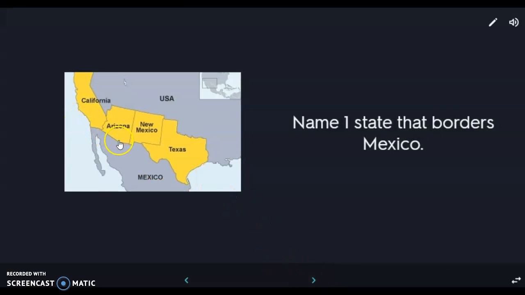Name one state that borders Mexico. California, Texas. Remember California.